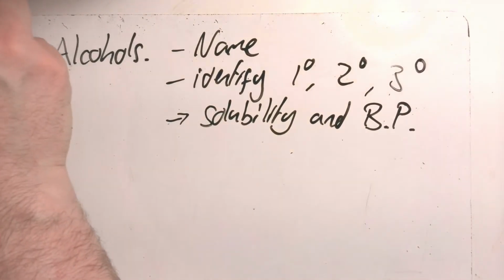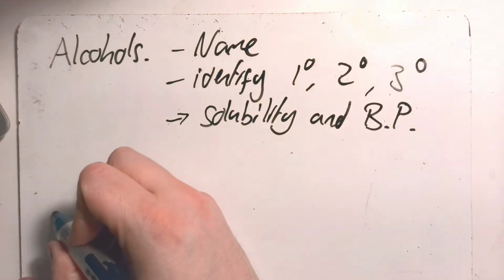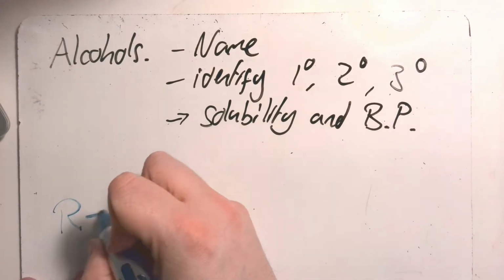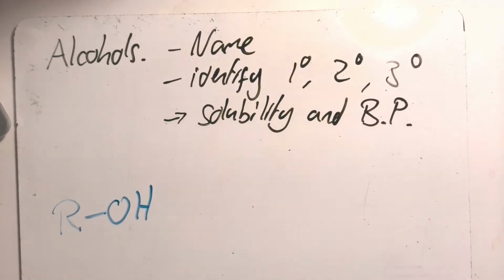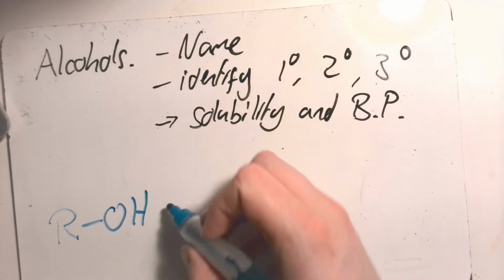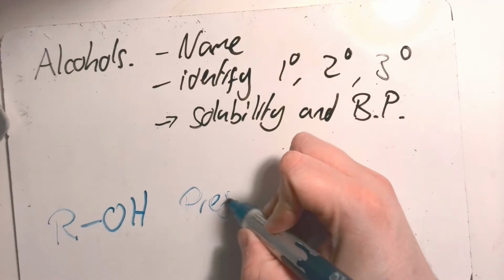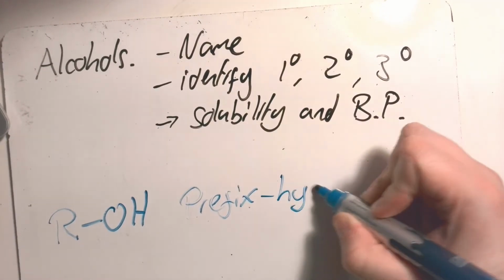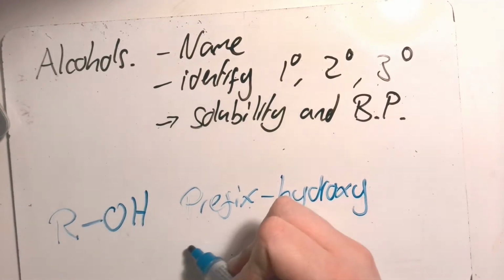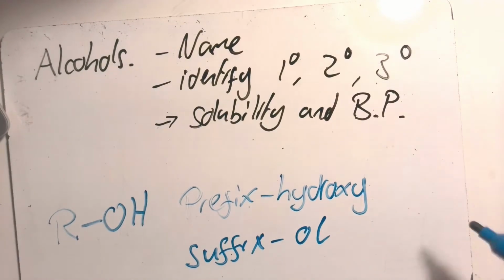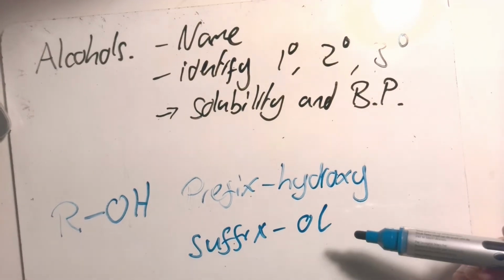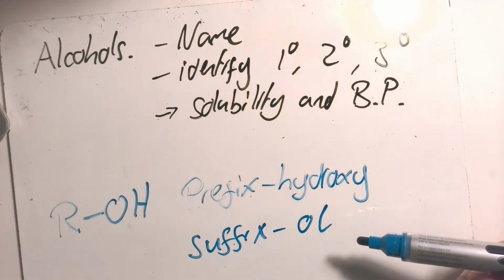Alcohols are easily identified by the presence of an OH group somewhere on their chain. The OH group is quite often present at the ends of chains, and you can identify and name that using the prefix hydroxy, or the suffix ol. Now, hydroxy or ol, when to use them, it's a common problem that people have.